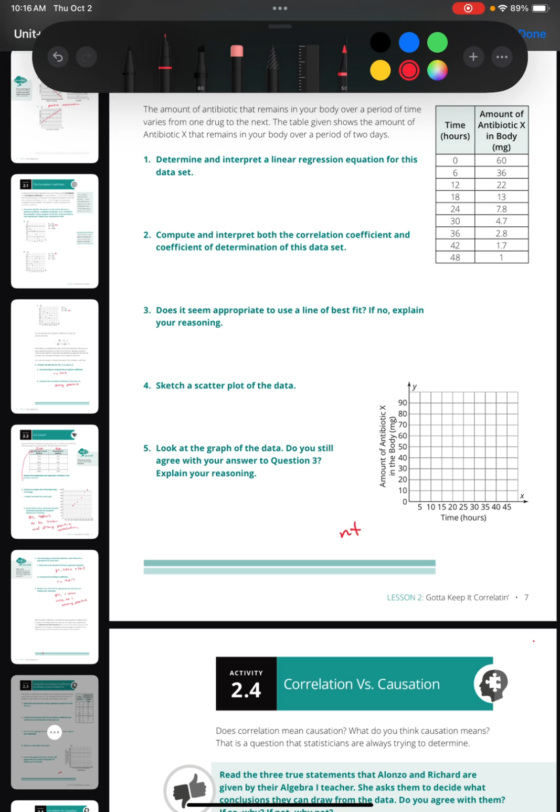Sorry, all that deleted. I clicked wrong. So if you need to see that, just rewind the video. I'll rewrite the answer here for 5. So yes, it appears to be exponential. Not linear.